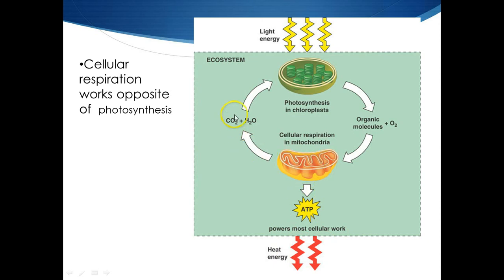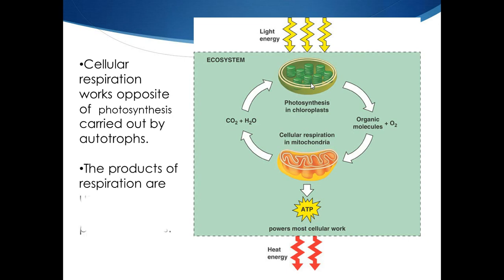That releases carbon dioxide and water, and that carbon dioxide and water goes back into the chloroplast along with light energy to continue making glucose. Photosynthesis is carried out by autotrophs. The products of respiration are used as the reactants for photosynthesis. That ends respiration and photosynthesis.